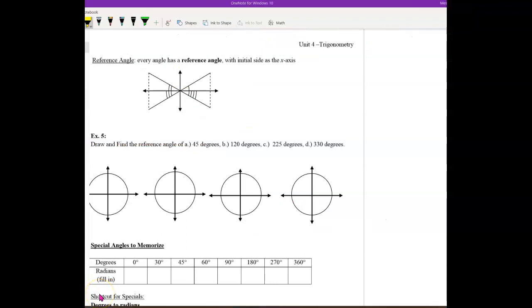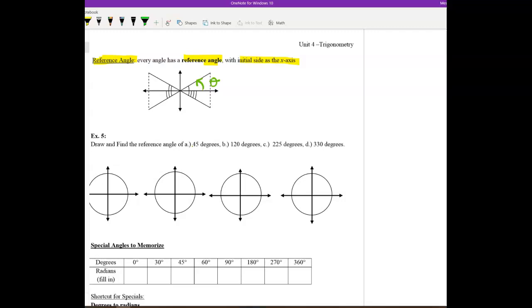Last thing we need to talk about is reference angles. This is going to be a really, really important concept. Every angle has a reference angle. The reference angle is always positive, by the way, and the initial side of a reference angle is always going to be the x-axis. So here's a drawing. It shows you if your angle is in the first quadrant, that's going to be your reference angle. So if that's theta in the first quadrant, theta would be your reference angle.